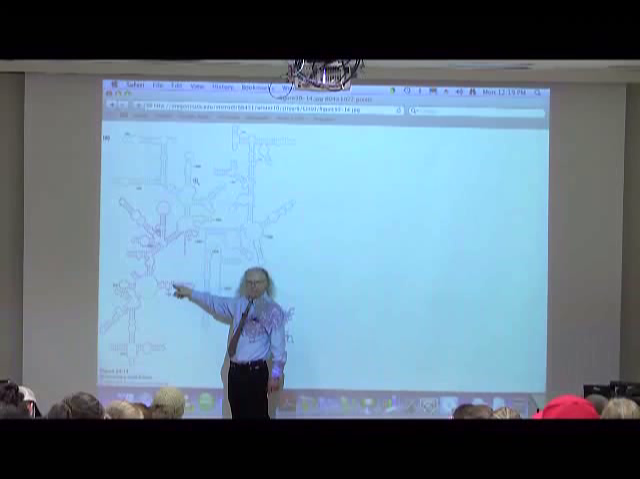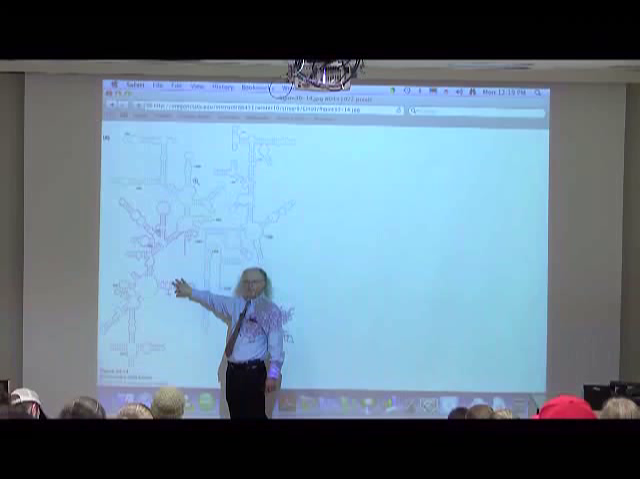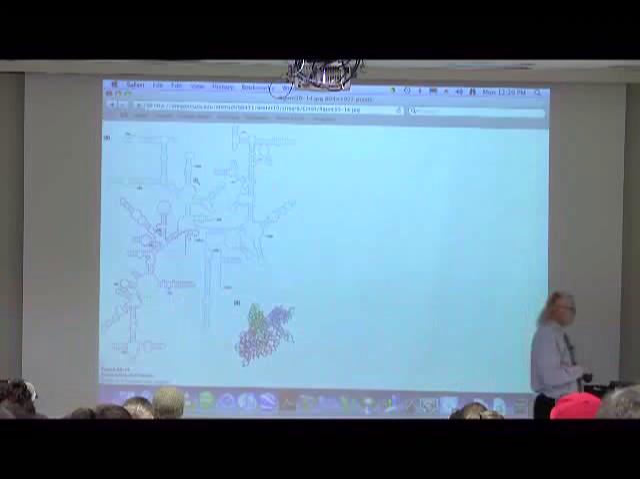I could take another cell and change this where I have A, A, A, A, A, A, T, T, T, T, T, T, okay? I still have the same structure because I have base pairing going on, and that would probably function. So the sequence of the ribosomal RNA is not important. It's the structure that matters. And this is true for all of the ribosomal RNAs. The structure is what's key.